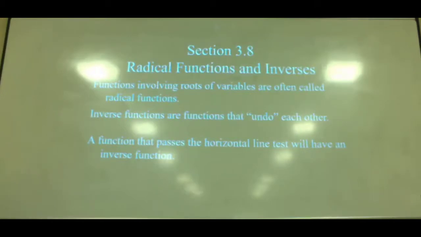Functions involving roots of variables are often called radical functions, where the x is inside of your radical sign. As we go through some of these inverses, we're going to see some x's and stuff inside of those radical signs. So those would be radical functions. That's about all we're going to say about it, except that they're going to come up.